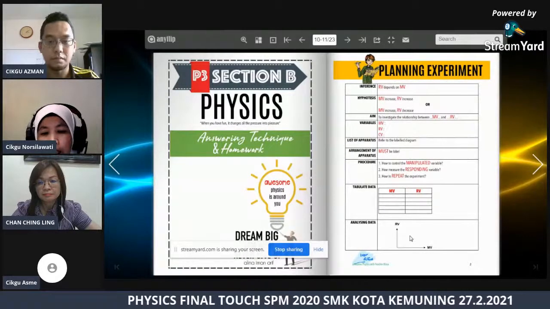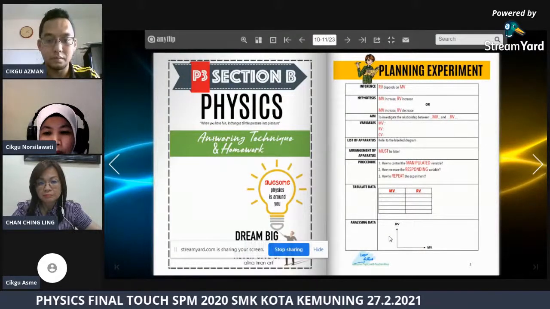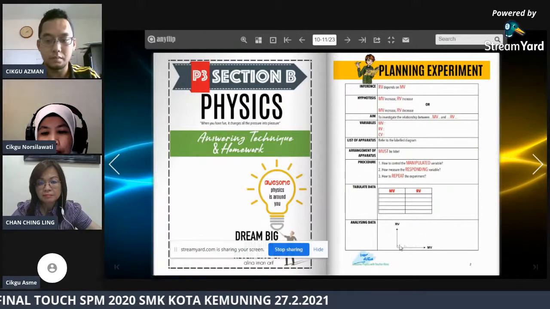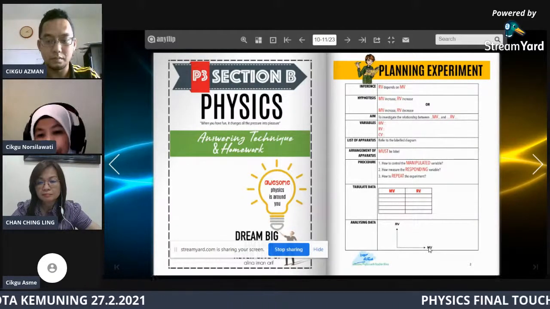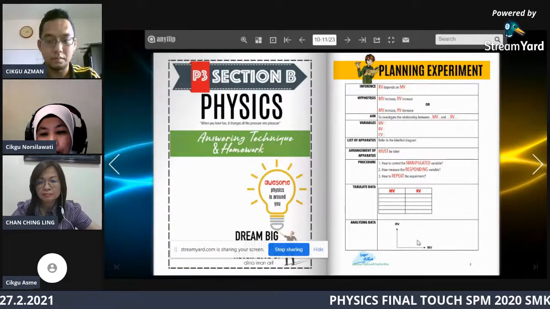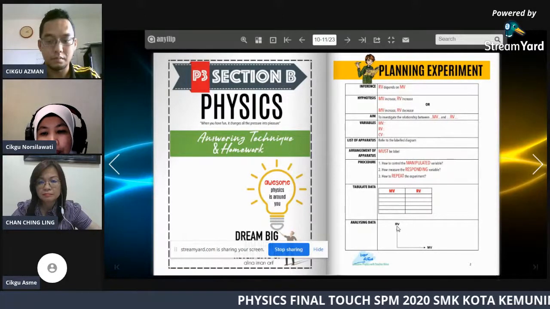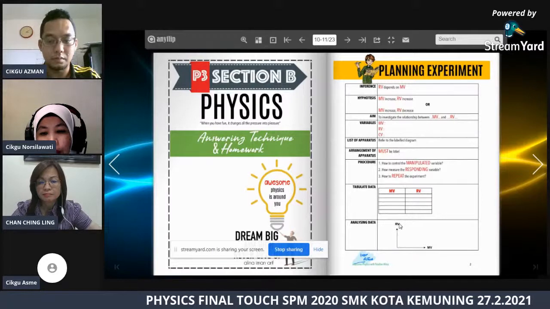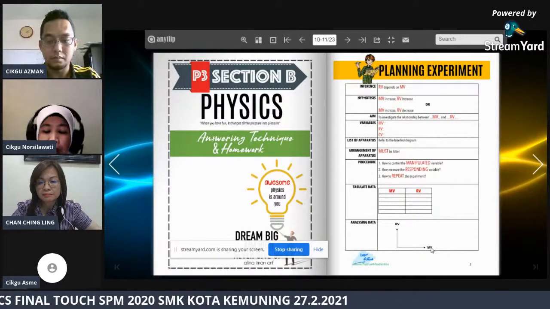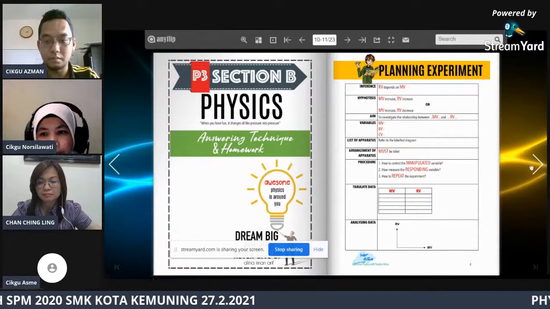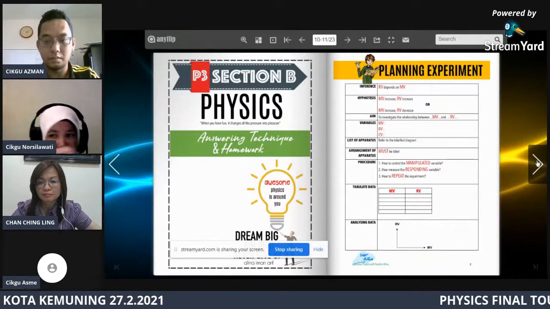And the last one, the 12th mark goes for analyzing data. That means you have to state the relationship in terms of a graph. So the vertical axis, the y-axis, goes for the responding variable, and the manipulated variable goes on the x-axis. Okay, let's see the next one.